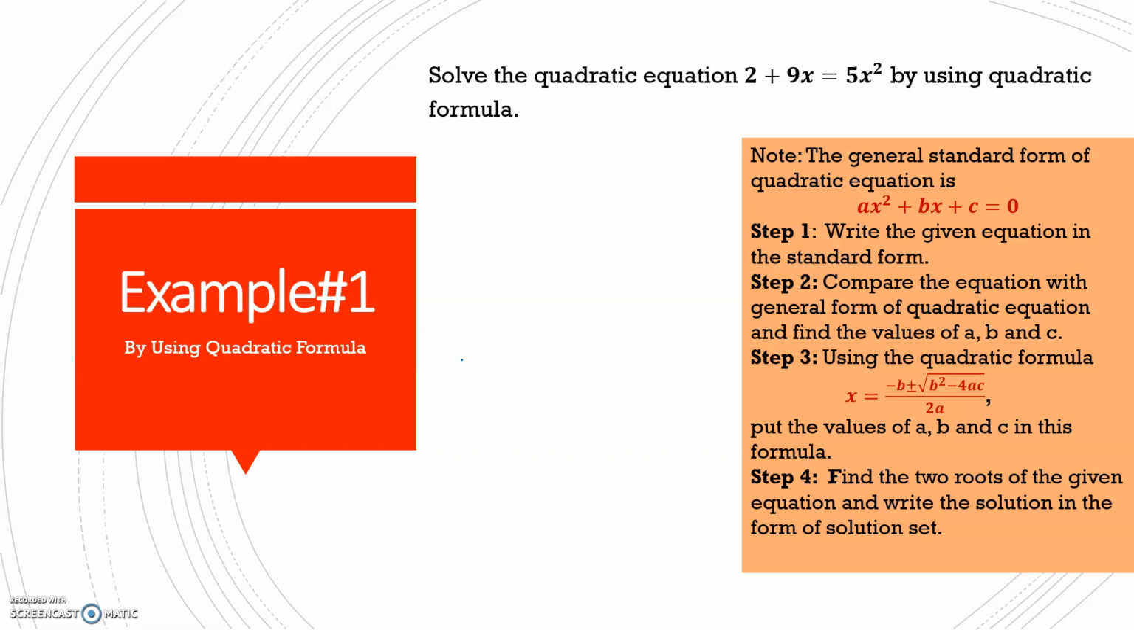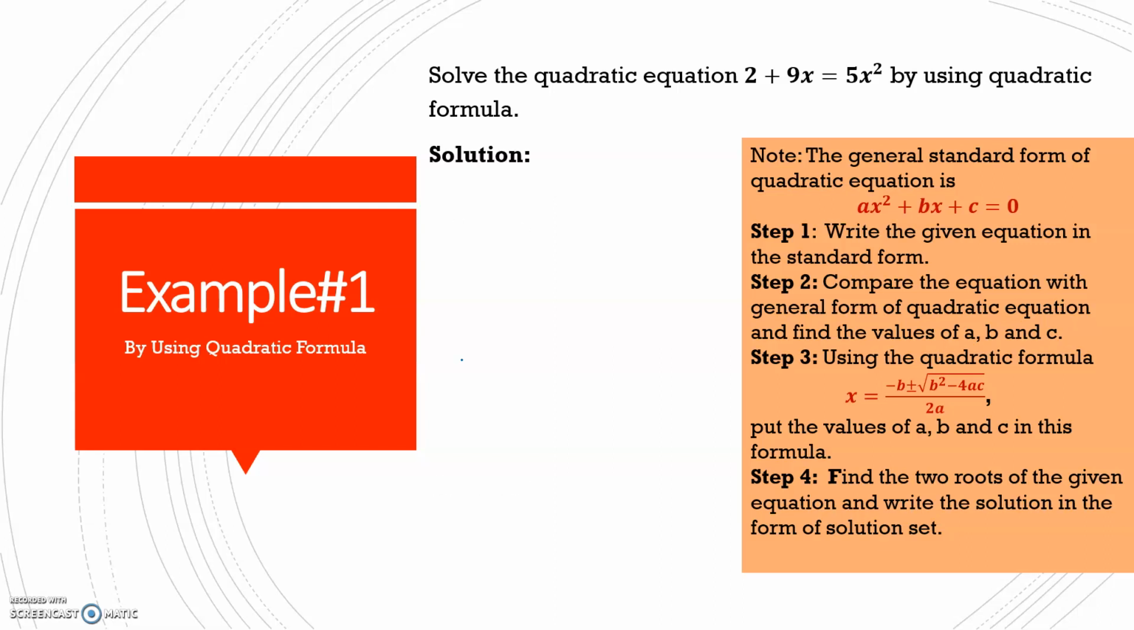Step number 2, compare the equation with the general form of quadratic equation and find the values of a, b and c. In step number 3, using the quadratic formula, x is equal to minus b plus minus square root of b square minus 4ac over 2a, and put the values of a, b and c in this formula. And in the last step, we will find the two roots of the given equation and write the solution in the form of solution set.